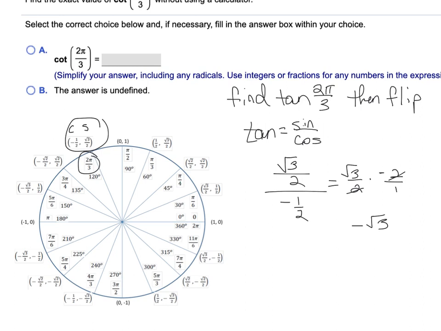But remember, I'm asking for cotangent. So now our cotangent of 2 pi over 3, we just need to flip it. Remember, this is negative square root of 3 over 1. So if we flip it, we would get negative 1 over square root of 3. And this is our answer.